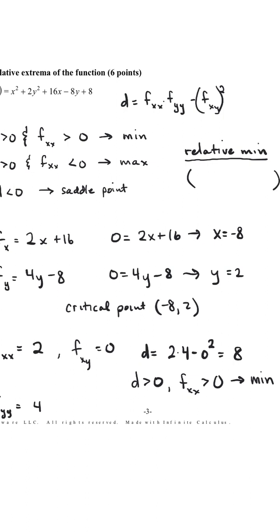We have the x-coordinate of negative 8. We have the y-coordinate of 2. But we don't have the z-coordinate. That z-coordinate is going to come from evaluating the original function when x equals negative 8 and y equals 2. So if you plug negative 8 in for all the x values, plug 2 in for all the y values, and add everything up, you're going to get negative 64. So this represents the point on the three-dimensional graph: x is negative 8, y is 2, z is negative 64, and it's a relative minimum value.